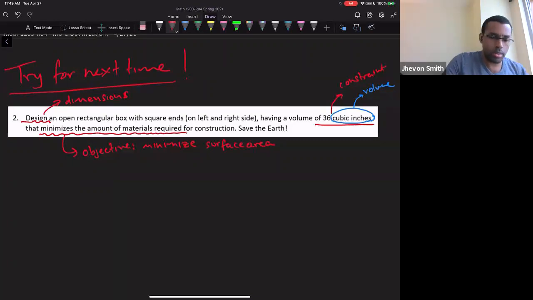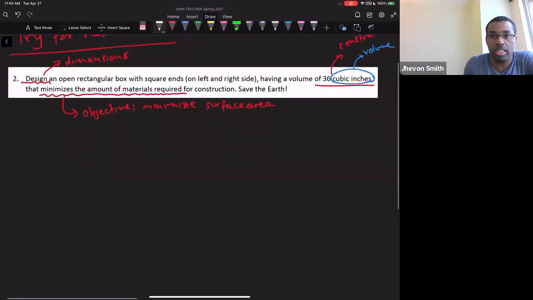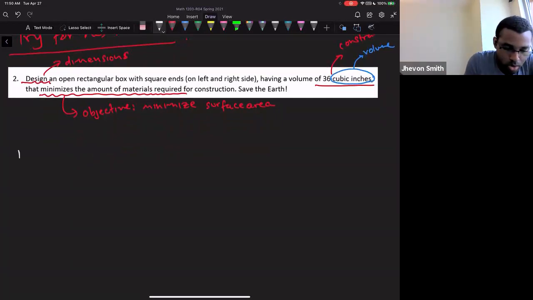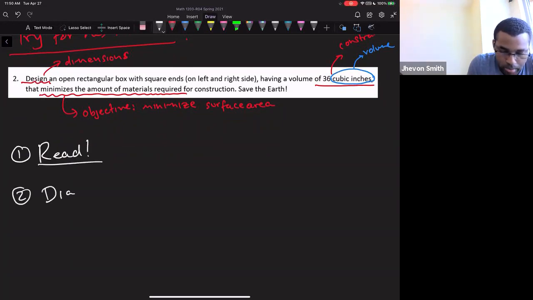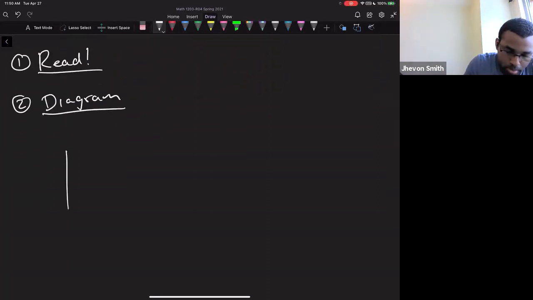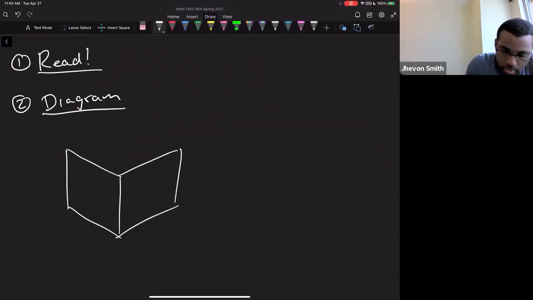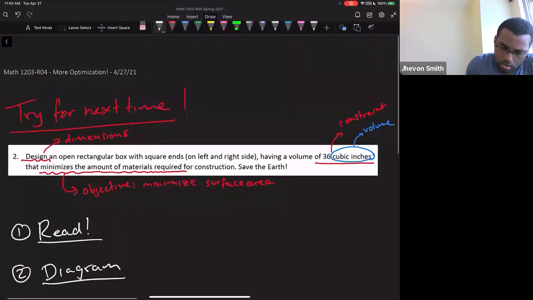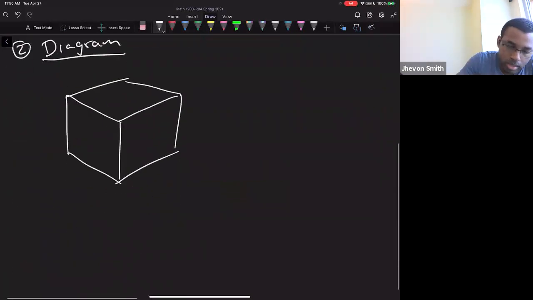Those are the information. So now let's actually get into it. Once we know it's an optimization problem, there are 6 steps, always in a certain order. 1, we of course read. 2, we're going to do our diagram. We're going to properly label said diagram. So the diagram is a box and it's open, which means there's no top, right?